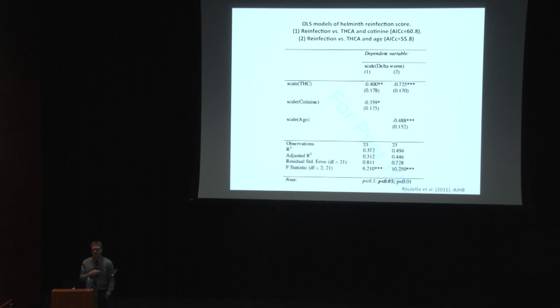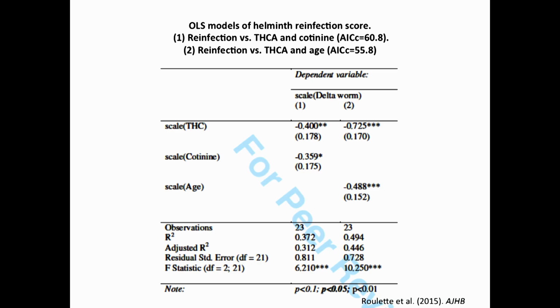We were kind of interested, well, what's having a stronger effect here? It turns out that cannabis is having a stronger effect. The sample size for these reinfection studies is really small, so we had to remove an intercept here to get a degree of freedom. But in a nutshell, it was THC that has a stronger effect and is more significant on worm burden scores.